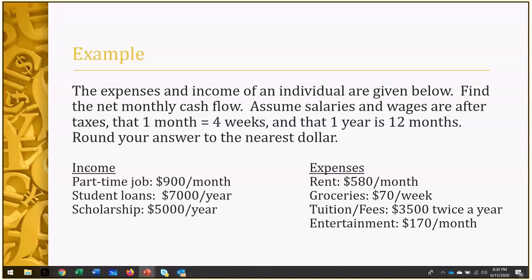So to find the net monthly cash flow, we're going to first add up all of our income, and we want this to be in monthly amounts. So our part-time job, we make $900 a month. That's already a monthly amount, so we can leave that one alone. The other two, $7,000 and $5,000, those are both per year, so those have to be converted to monthly amounts. So we're going to start with that. Once we've done that, then we can deal with the expenses and try to get those all in monthly amounts.